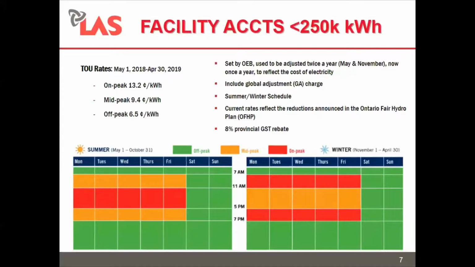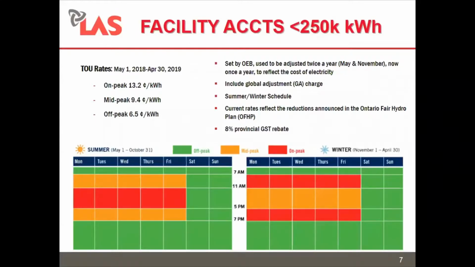So what do you see now? The 13.2, 9.4, and 6.5. It's actually roughly 70% less than they're supposed to be to reflect the real market cost.